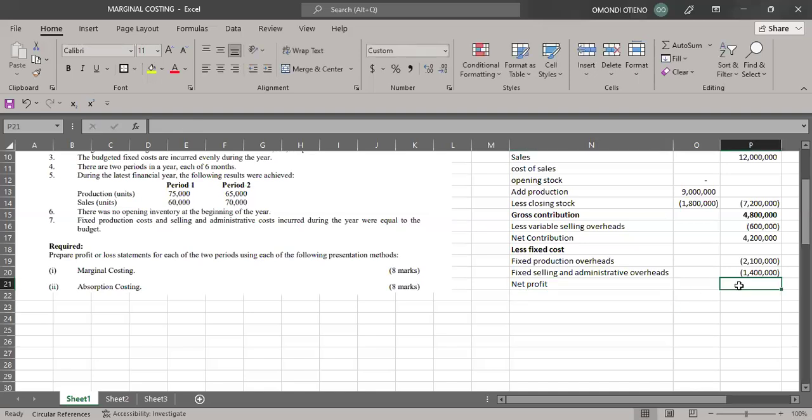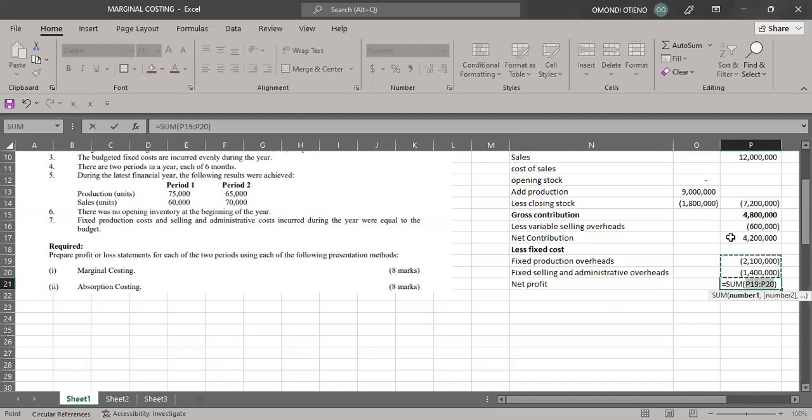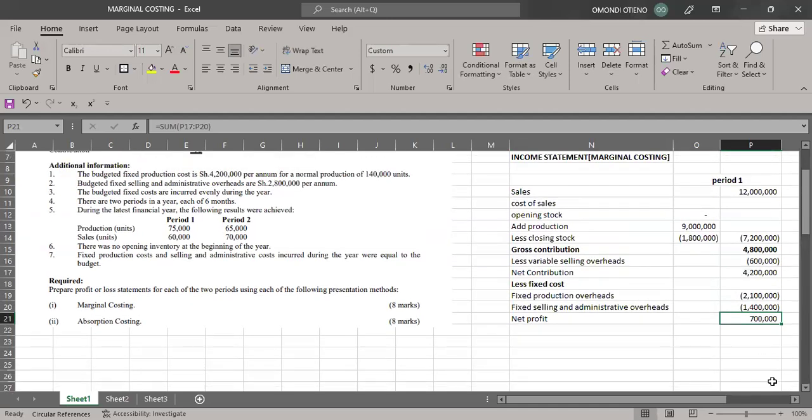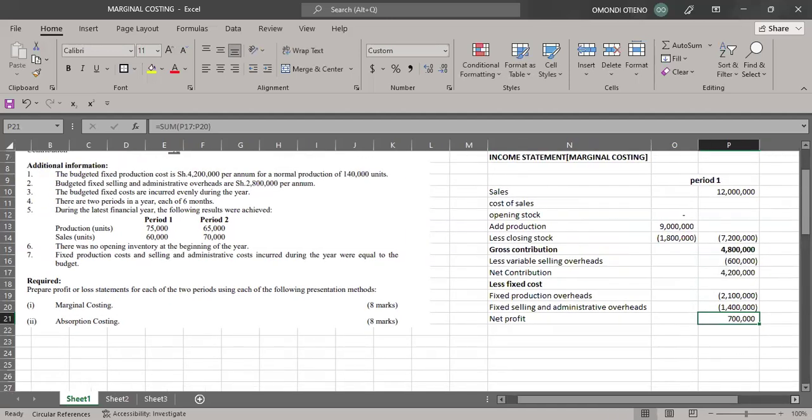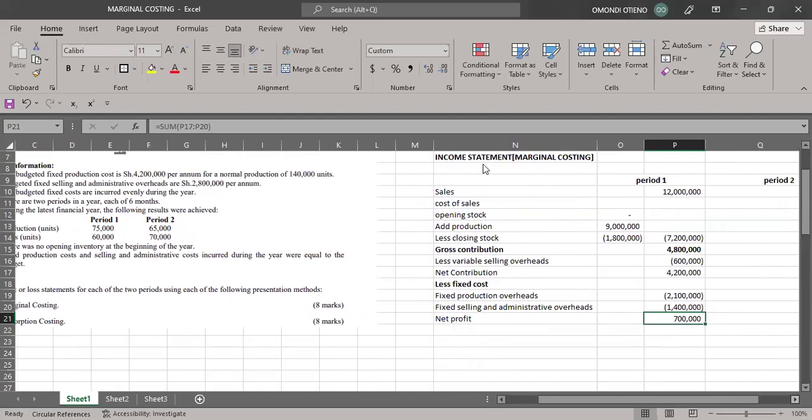as per marginal costing. Net profit as per marginal costing is basically net contribution minus the fixed overhead. That will give us net profit as per period 1. Great. Are we together up to that point? Have you been able to get the same thing?